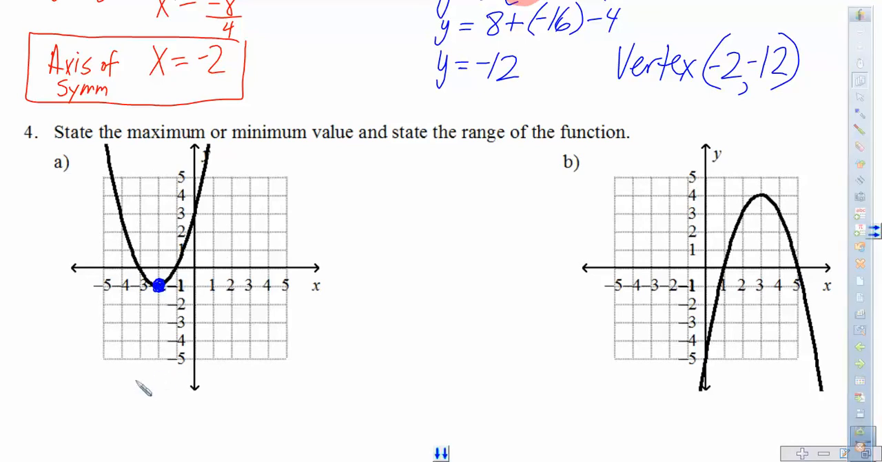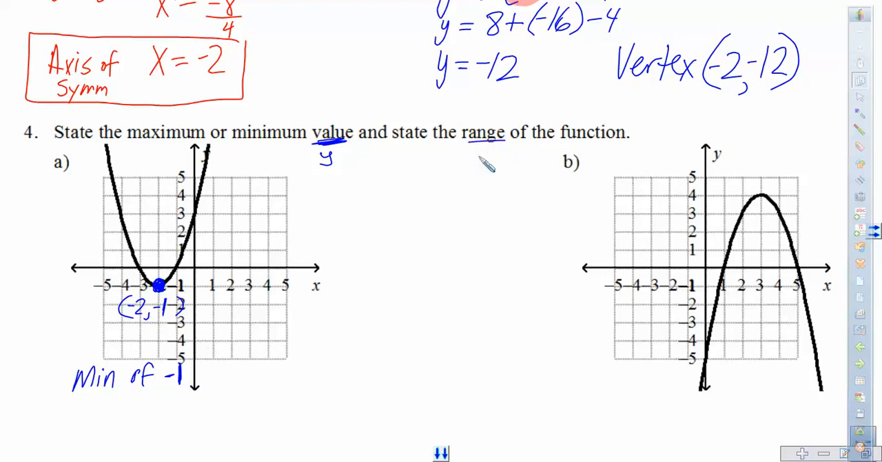So this one shouldn't be too bad. We have a minimum value of, and by the way, once you find that vertex, which should here be at negative 2 comma negative 1, whenever we're talking about a value, we're always talking about the y value here. So we have a minimum of negative 1, okay?